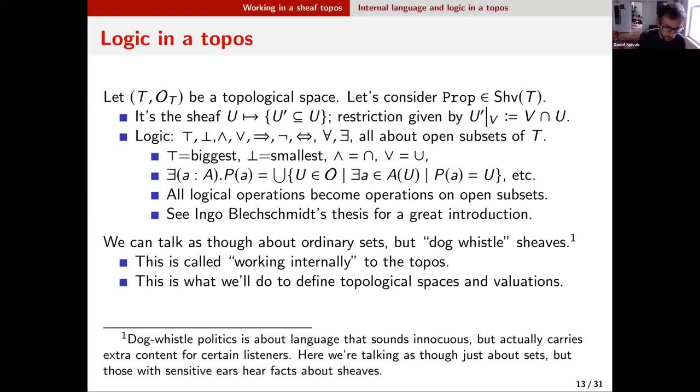What this is saying, and it's really amazing, is that in a topos, you can talk as though you're talking about ordinary sets. For example, in Bauer's talk, someone said, do you mean a set internal to the topos? And he said yes, which really means that when you talk about sets, there's a dog whistle that means you're actually talking about sheaves. In politics, dog whistle politics is about language that sounds innocuous, but certain listeners hear extra content in it. In the same way, we're going to talk as though we're talking about sets, but those with sheaf ears are actually hearing statements about sheaves. They are statements that literally compile into statements in the sheaf topos.